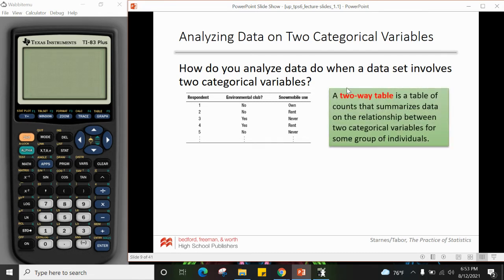Well, you can use a two-way table, and that's what this is. It is a table of counts that summarizes data on the relationship between two categorical variables for some groups of individuals. I'm sorry, this is not a two-way table. I misspoke there. This is just how we collect our data. But a two-way table is where it shows counts for both. Down here, this is a two-way table.